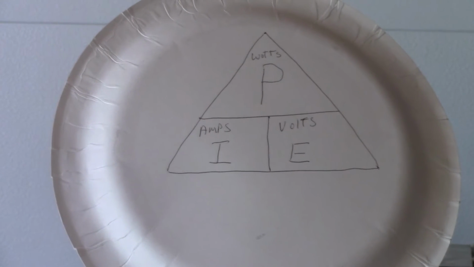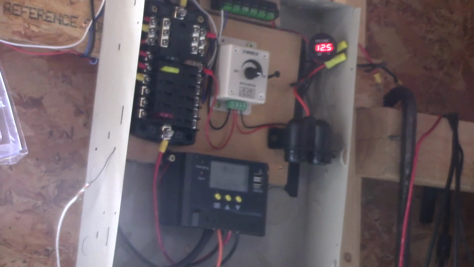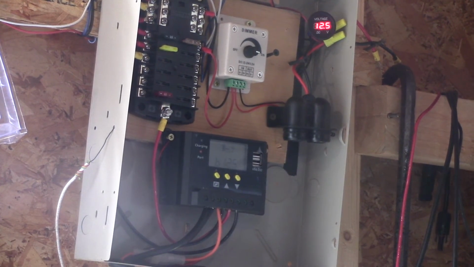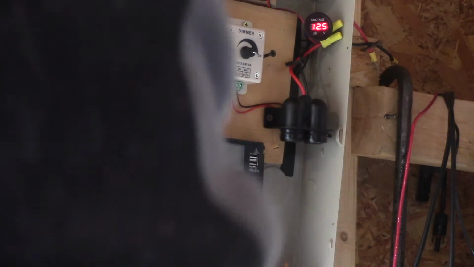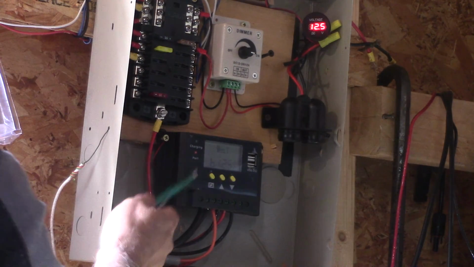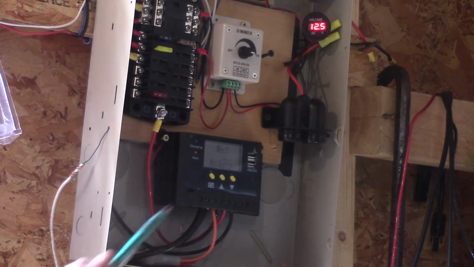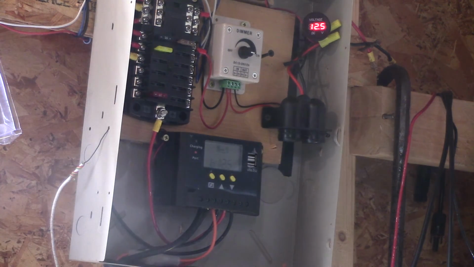So let's go on up here to this is my little circuit box up here. Many of you have seen this before. Let's take a look at what we've got here. Here we have a 10 amp charge controller. Since I'm only running lights and a Gable fan in the garage, I only need a 10 amp charge controller because the Gable fan is 30 watts.